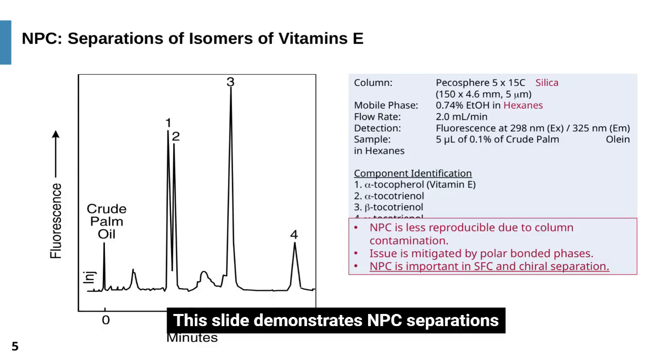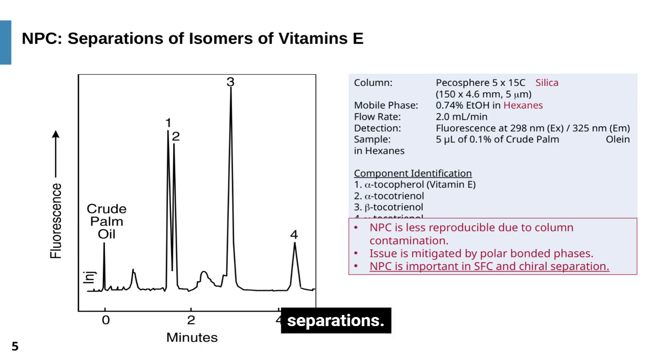This slide demonstrates NPC separations of isomers of vitamin E. Note that NPC is less reproducible due to column contamination, but this issue can be mitigated by using polar bonded phases. NPC remains important in supercritical fluid chromatography, SFC, and chiral separations.